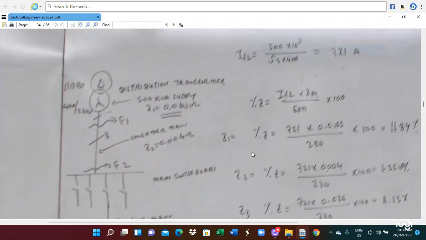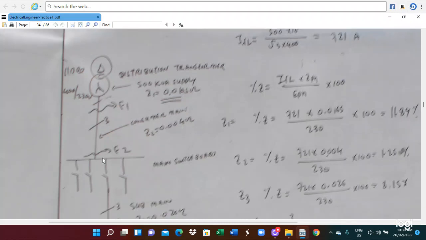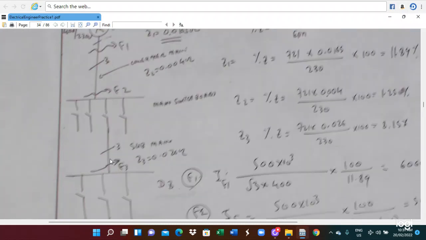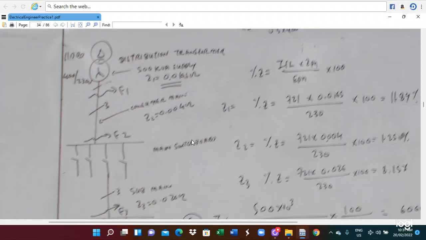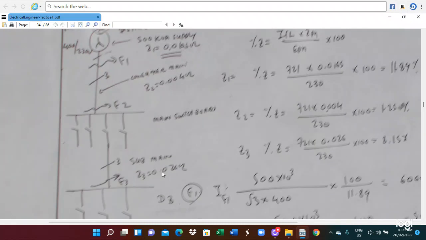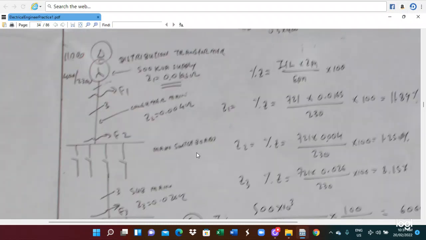So this is the transformer. The distribution transformer is connected, and then we go to the line, and also this is the bus bar, and then also the equipment secondary connection, and equipment like this. The distribution transformer is a 500 kVA rating, and its impedance is 0.045 ohm, and also the line impedance Z is 0.004 ohm, and the line current, secondary current is also given.